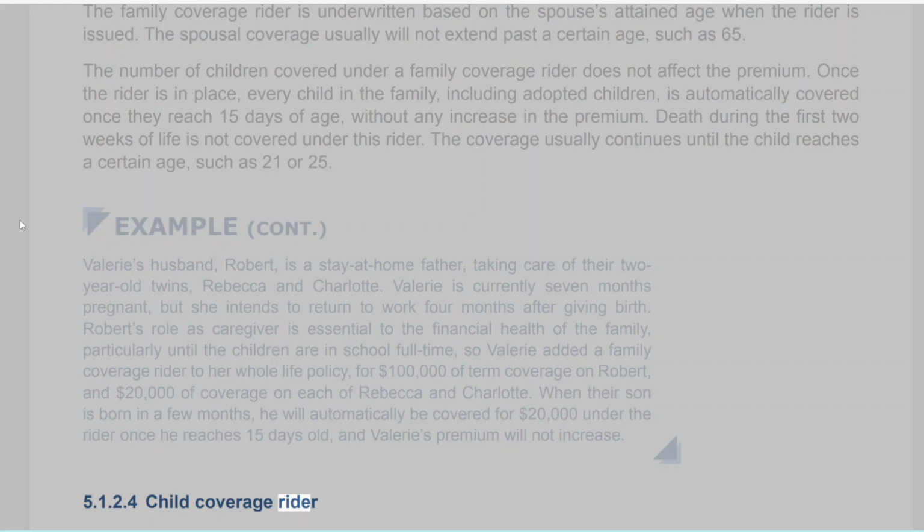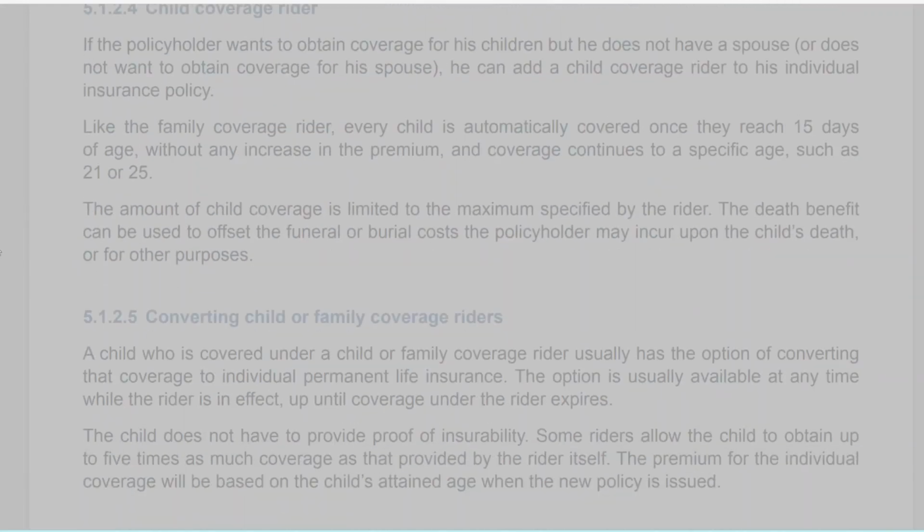5.1.2.4 Child Coverage Rider. If the policyholder wants to obtain coverage for his children but he does not have a spouse, or does not want to obtain coverage for his spouse, he can add a child coverage rider to his individual insurance policy. Like the family coverage rider, every child is automatically covered once they reach 15 days of age, without any increase in the premium, and coverage continues to a specific age, such as 21 or 25. The amount of child coverage is limited to the maximum specified by the rider. The death benefit can be used to offset the funeral or burial costs the policyholder may incur upon the child's death, or for other purposes.